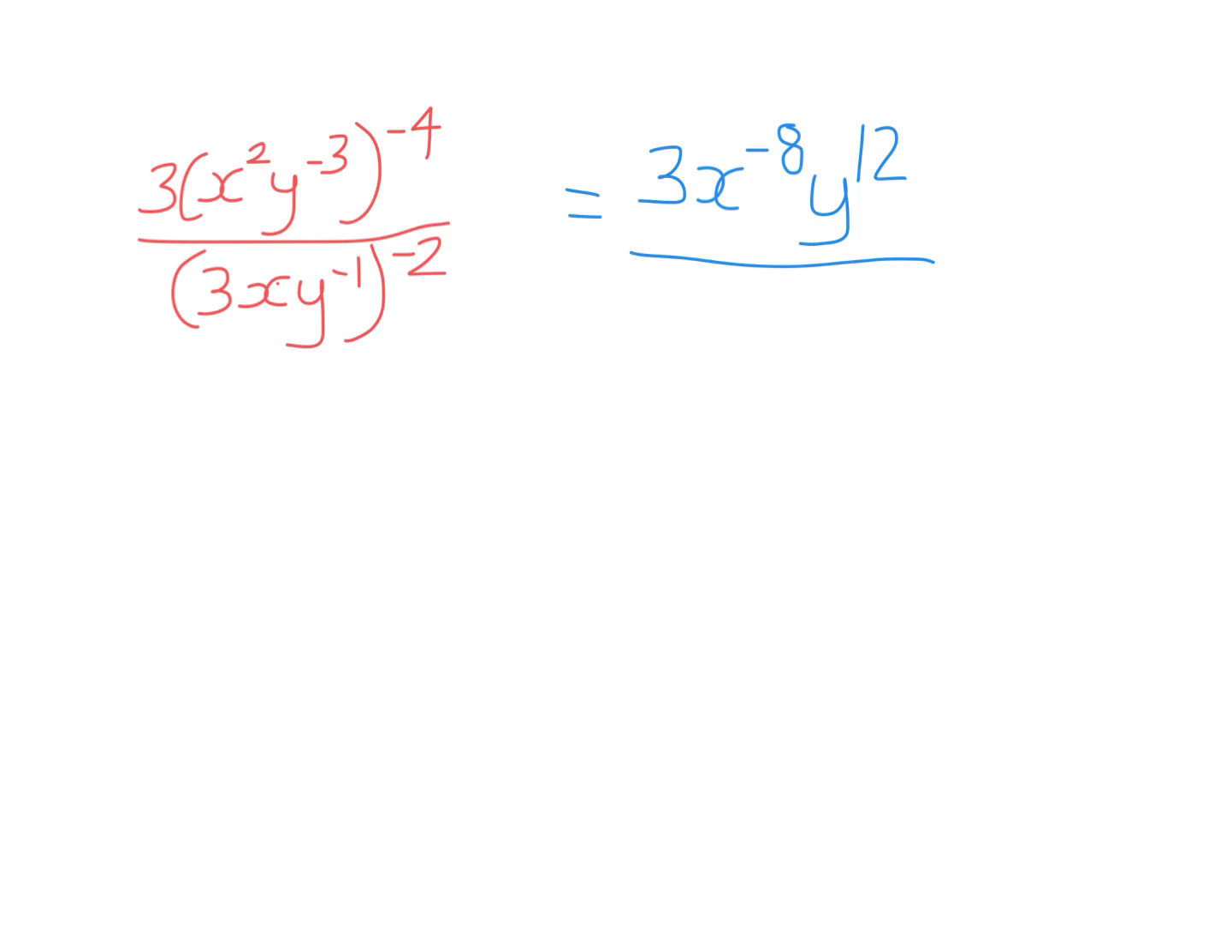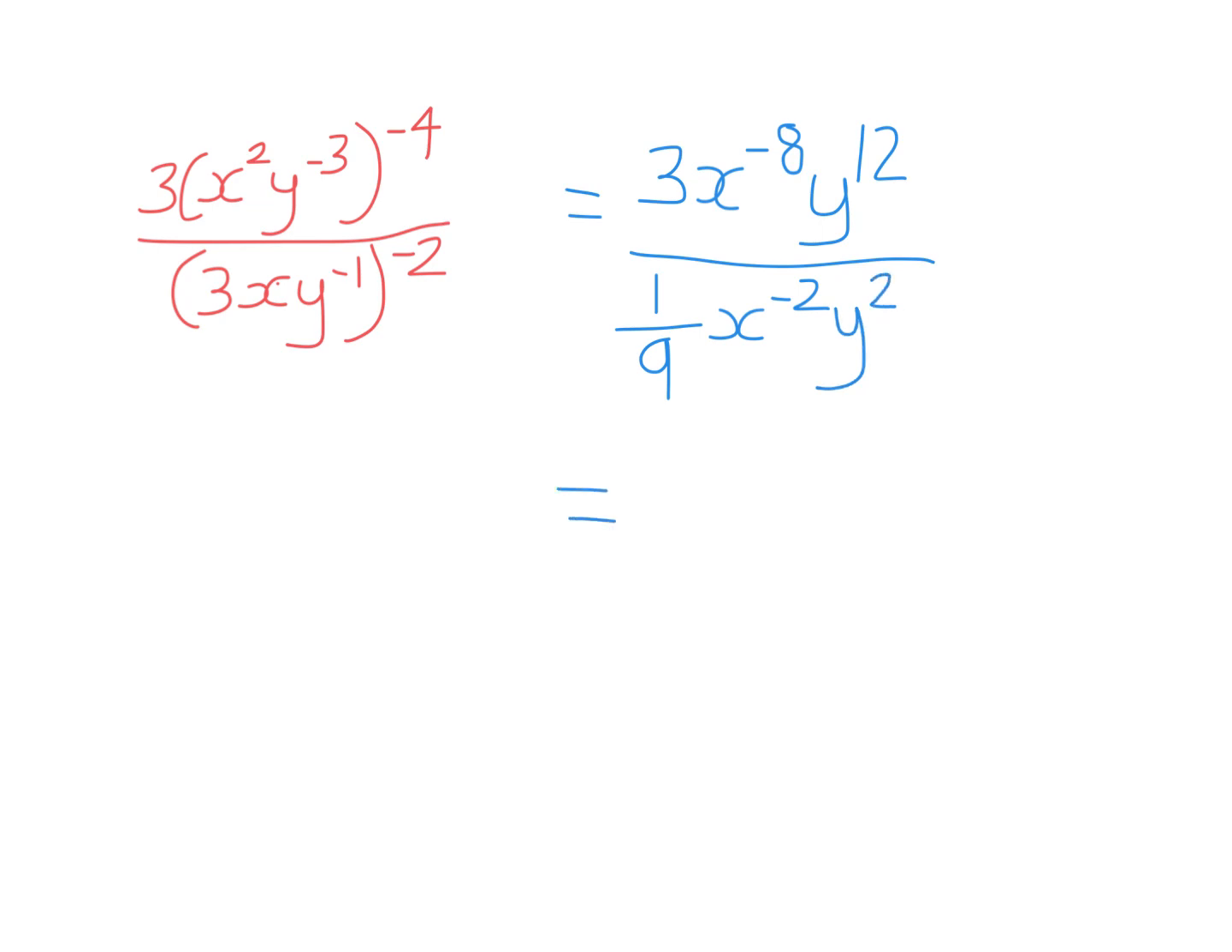Now let's do the bottom. This time the 3 is inside the brackets, so we are going to raise it to the power of negative 2. So 3 to the power of negative 2 is 1 over 3 squared, or 1 over 9. Now we raise x to the power of negative 2. And we have to raise y to the power of negative 1 to the power of negative 2. So to do this one, you keep the same base and multiply the powers. Negative 1 times negative 2 gives you positive 2.